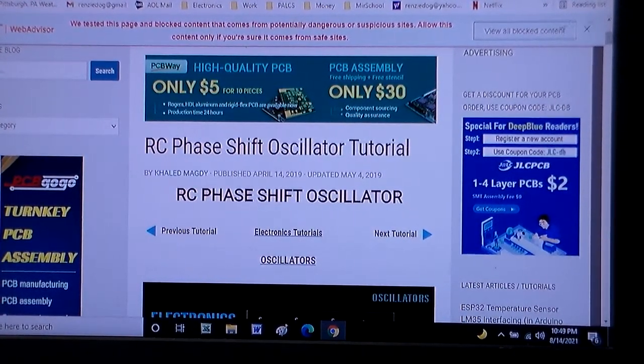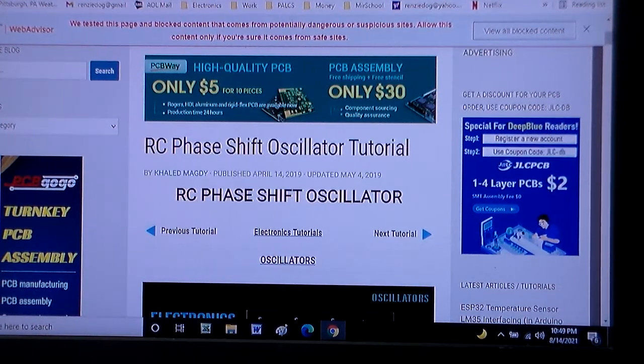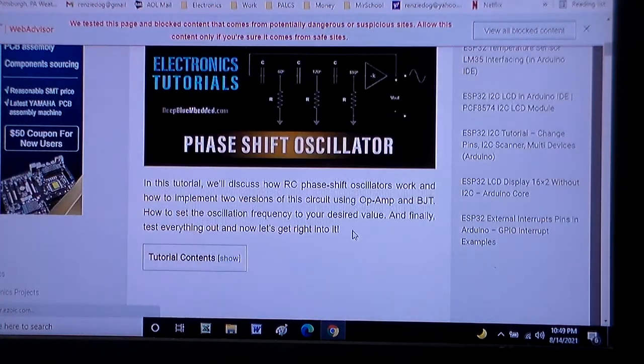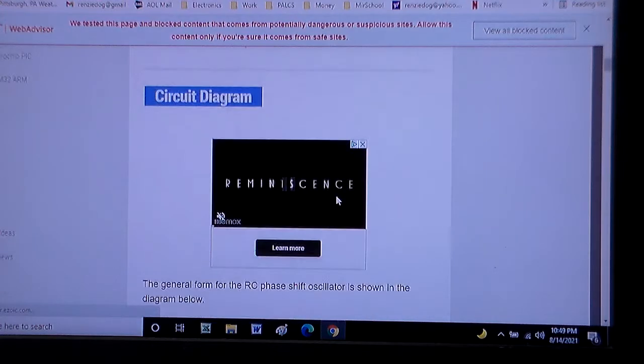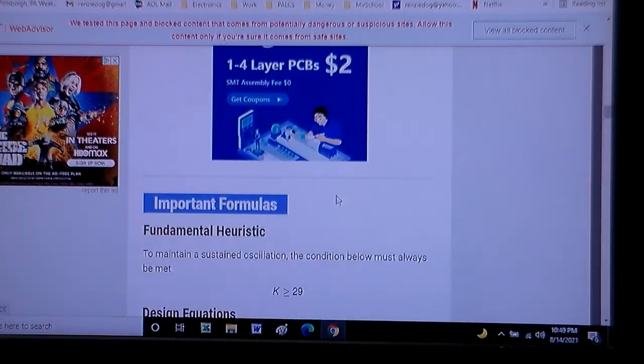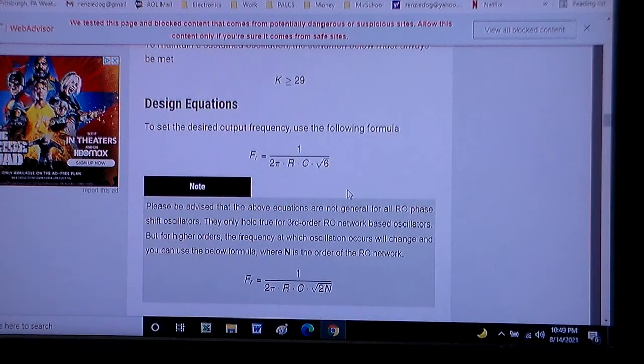Alright, so here we are in the website. The URL is deepblueembedded.com, RC phase shift oscillator, and then you can see it right here. You have to bear with me because I think my computer's in the middle of trying to do something, so it's taking forever, there you go, the lag time getting to some things. I think it just wants to be rebuilt.